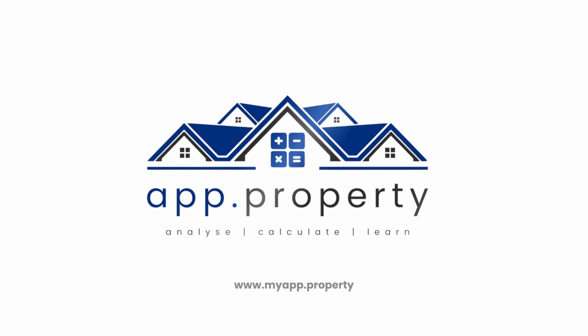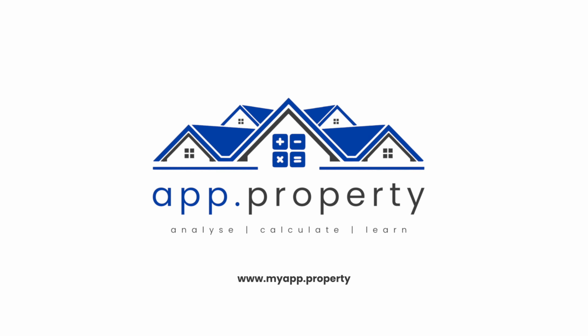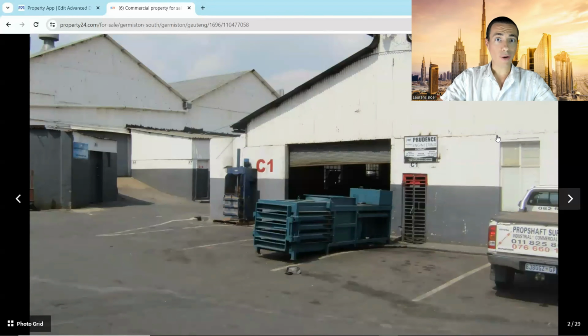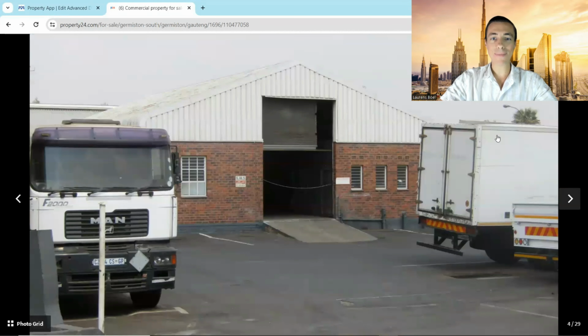Discover the power of deal analysis with myapp.property. So here we have a commercial/industrial opportunity in Germiston. As you can see, there are several factories. And this is industrial, which is definitely a step up from what I'm used to.